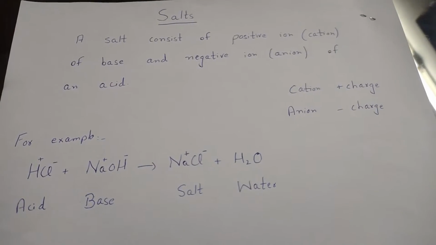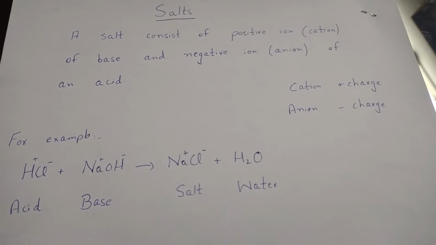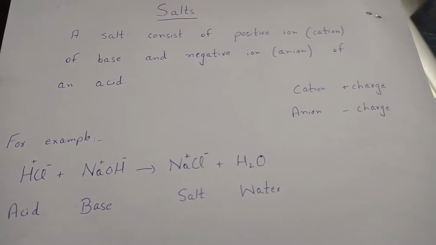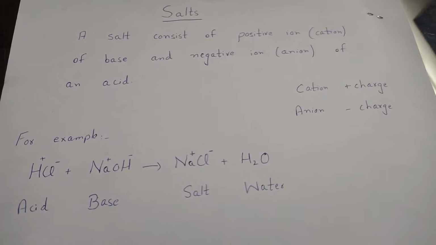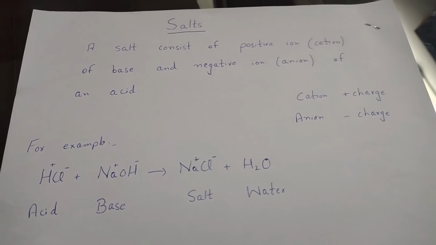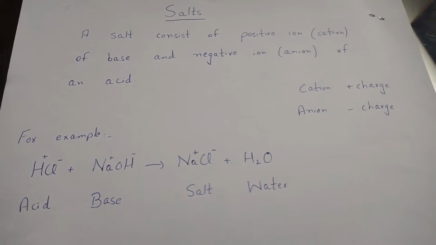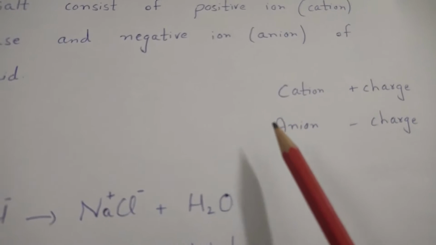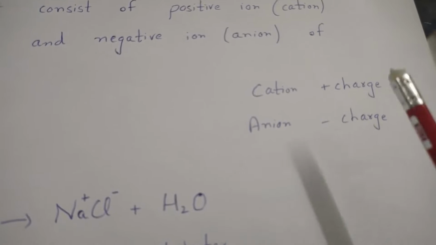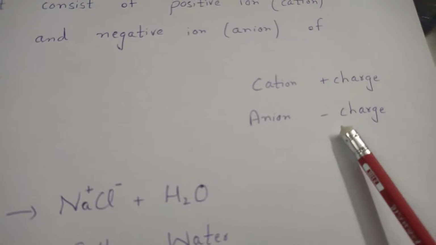In this video, we will focus on the different methods by which salts can be formed. We will discuss one by one. We will talk about salts, and how we can define salt. A salt consists of a positive ion, the cation, of a base and a negative ion, the anion, of an acid. Whenever there's the word cation, it means positive charge, and anion means negative charge.